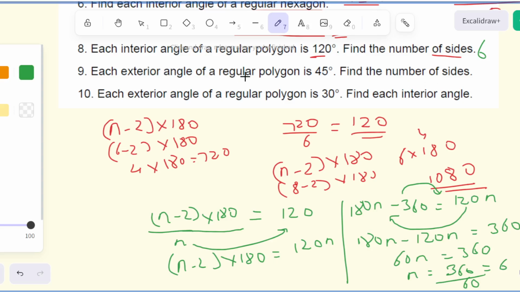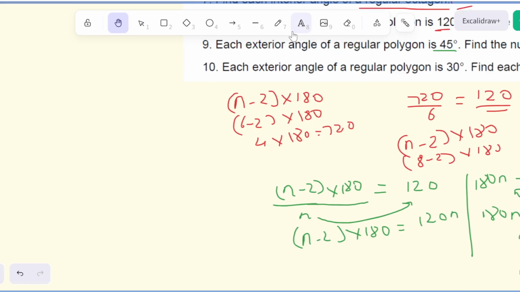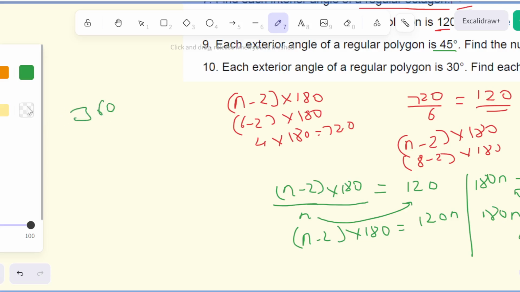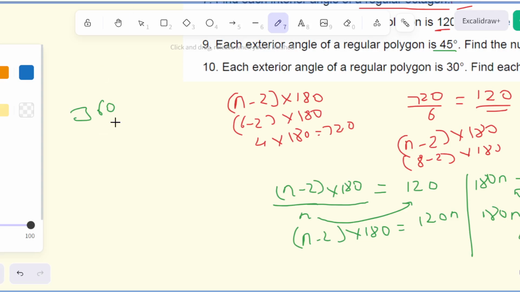Now they're saying each exterior angle of a regular polygon is 45. What will the sum of all the exterior angles be equal to? Sum of all the exterior angles of any polygon is 360, right? Correct. Now 360 is the sum, and they're saying each angle is 45. So just divide that by n, and this is equal to 45, right? That's what they have told.